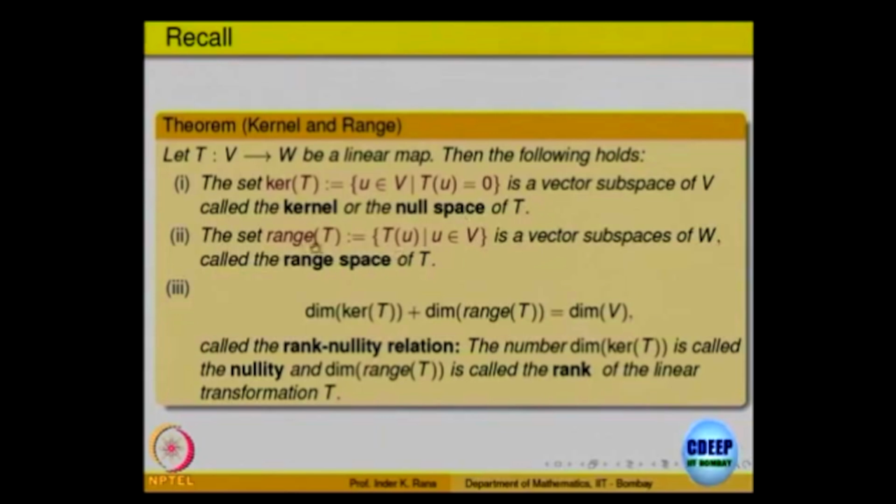Then we defined what is called the range. The range is the image set, T(u), u belonging to the domain V. That is called the range space, and we showed that both of them are subspaces.